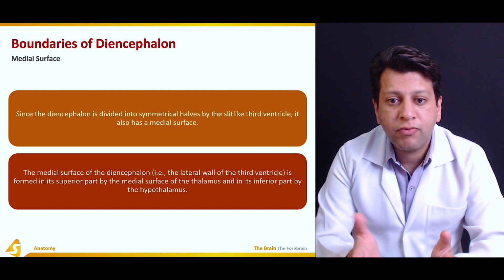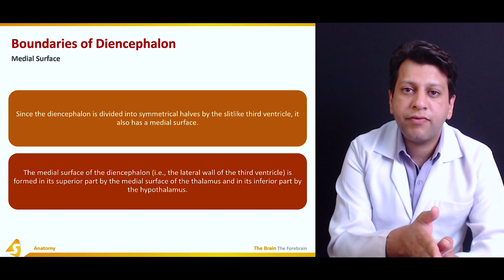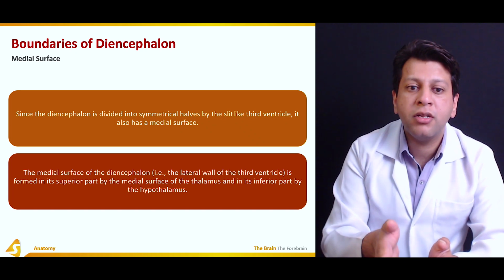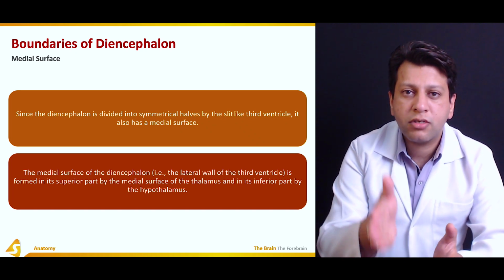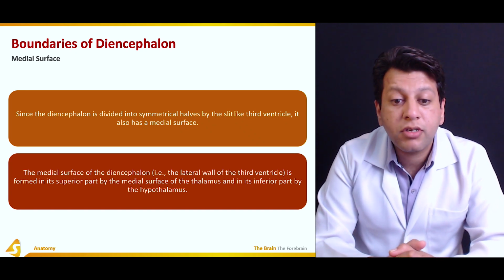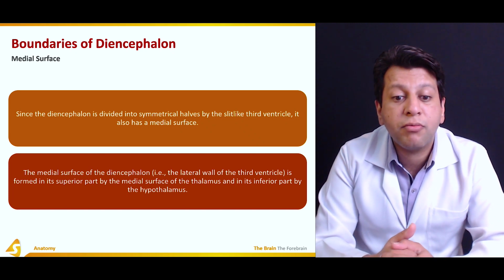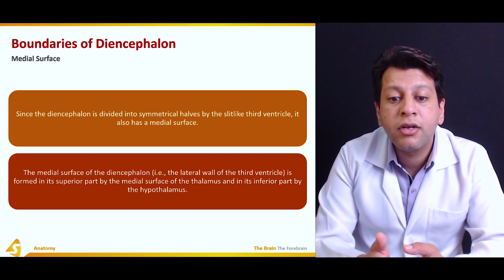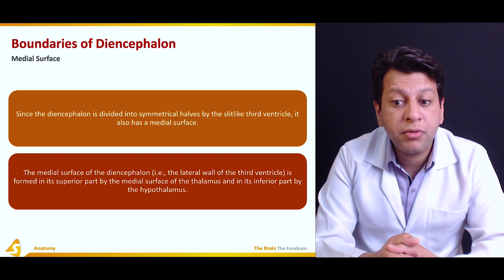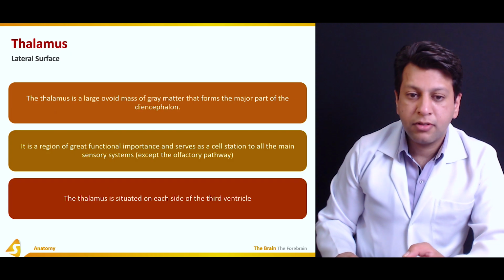Imagine a box which has an inferior surface and superior surface, lateral surface, and medially there is a slit as well. So actually there are two boxes, and medially it's also divided by that slit. The medial surface of the diencephalon, that is the lateral wall of the third ventricle, is formed in its superior part by the medial surface of the thalamus, and in its inferior part by the hypothalamus.